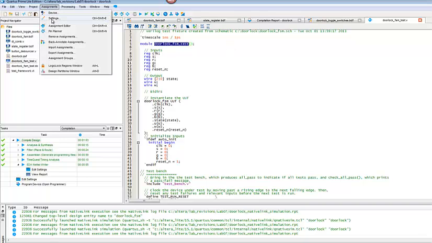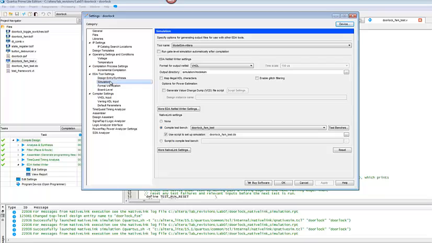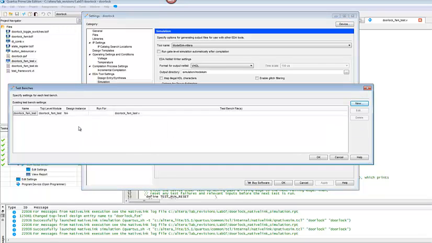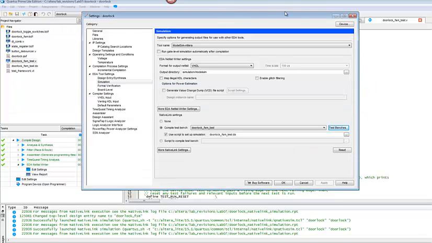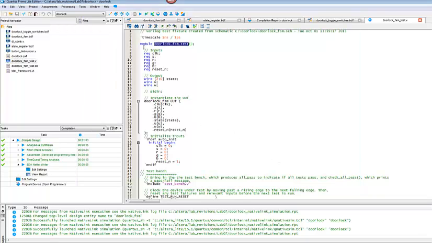If we were to go to assignments and settings and look at our simulation tool, when you set up your test bench, if we were to click on the test bench, notice it says top level module, DoorLock FSM test. That has to match the name that exists within DoorLock FSM test.v. As long as that matches, and I've tried to give that to you for every lab.